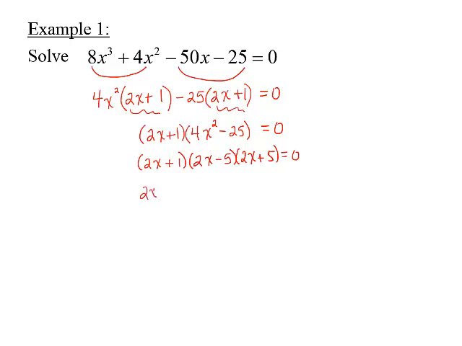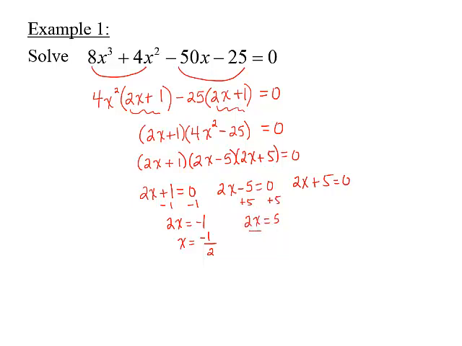We set each factor equal to 0 and solve. 2x plus 1 equals 0, 2x minus 5 equals 0, or 2x plus 5 equals 0. Subtracting 1 from the 2x plus 1 equals 0 gives us 2x equals negative 1. Dividing by 2, we get one solution to be negative 1/2. 2x minus 5 equals 0. We add 5 to each side to get 2x equals 5, and dividing by 2 gives us x equals 5 halves.